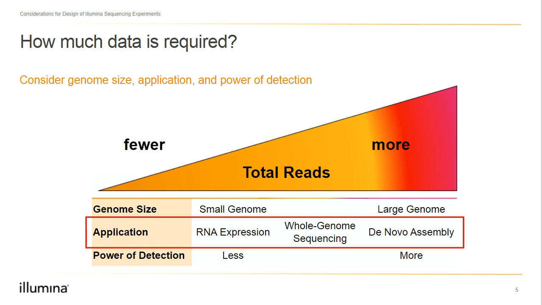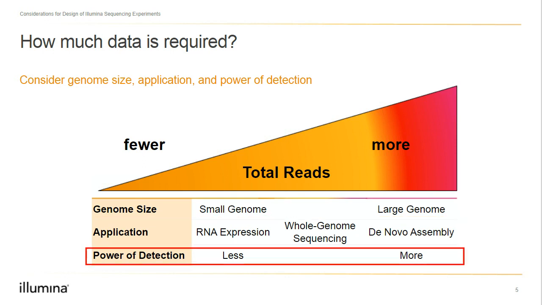Lastly, power of detection can greatly change the amount of data needed, as can be the case when detecting things like germline variants, which require a lower power of detection than somatic variant calling, which requires a higher power of detection to get those somatic variants.